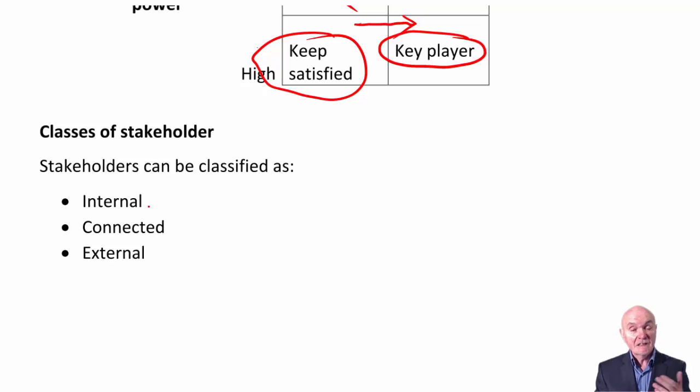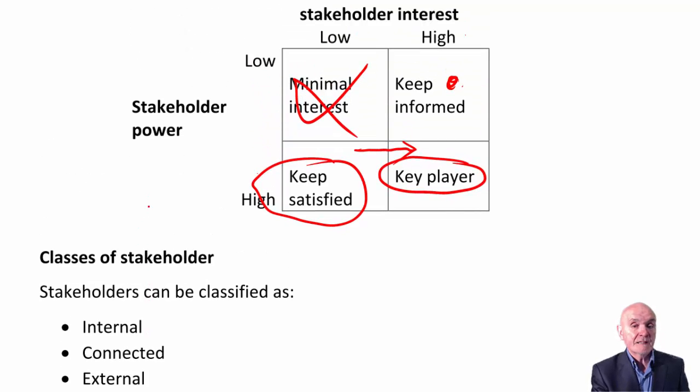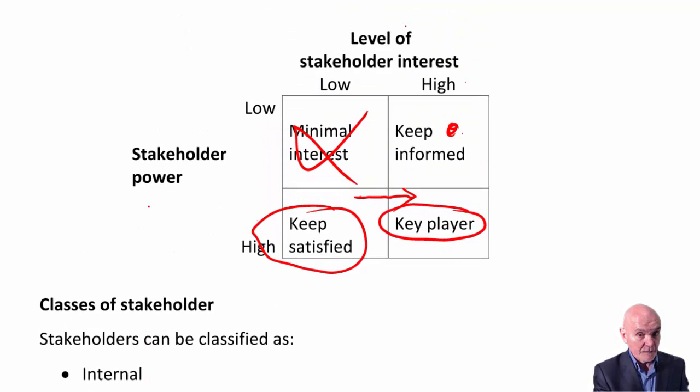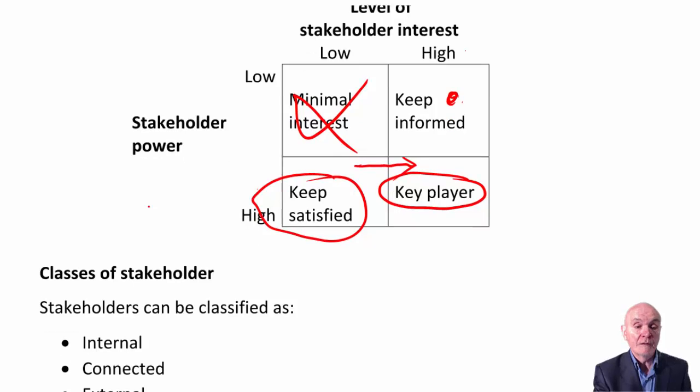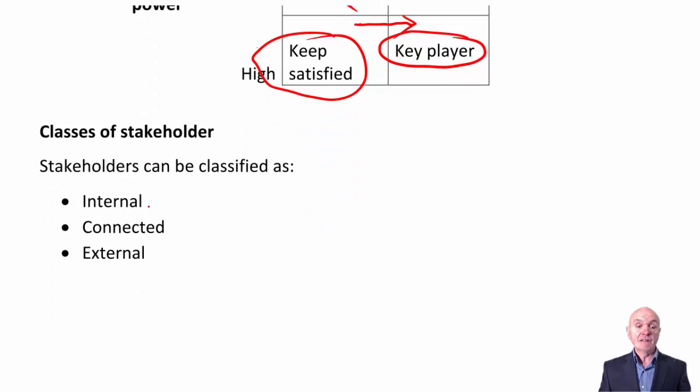I always find this internal, connected, external a little bit academic. It doesn't make much difference, in fact. What really matters is this Mendelow's matrix. Where is the power and who is likely to exercise it is more important than whether I think they're going to be classified as internal, connected or external.